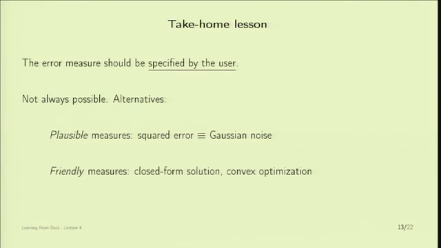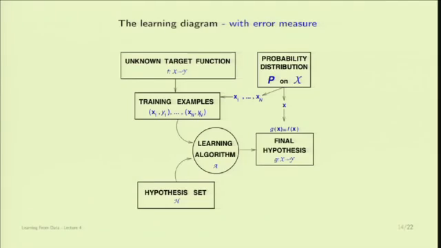So now you resort to either a conceptual appeal, the plausibility, or a practical appeal, which is the friendly aspect, to choose the error measure. This is completely legitimate because in many cases you are not going to have a user-specified error measure. Now, let us modify the learning diagram once more to introduce the error measure as we defined it. Okay? So here it is, and I'd like to ask you to look at this for maybe 15 seconds and tell me where you think the error measure will fit in this diagram.